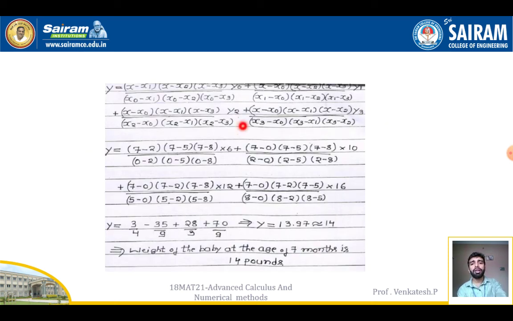So in the formula, replace all the data along with x equal to 7 to find the weight of the baby at the age of 7 months. So after replacing all the data along with x equal to 7, x0, x1, x2, x3, y0, y1, y2, y3, on simplifying this, I'll be getting the equation like 3 by 4 minus 35 by 9 plus 28 by 3 plus 70 by 9. On simplifying this further, I'll be getting y equal to 13.97. Approximately I can take it as 14. So I can conclude that the weight of the baby at the age of 7 months is 14 pounds.